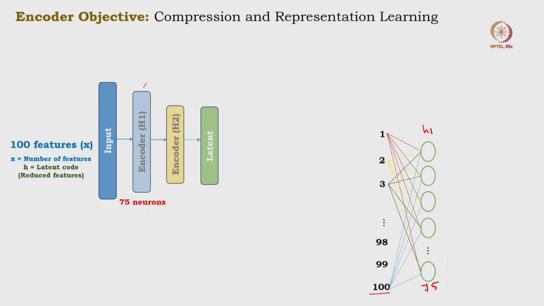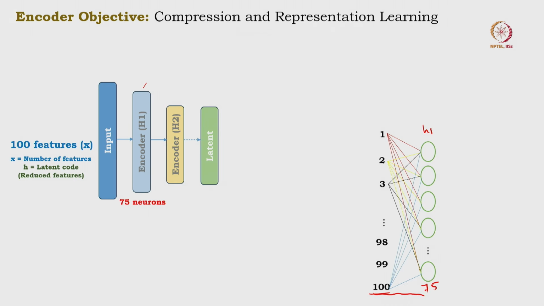First hidden layer. How many such hidden layers are there? There is one, the first hidden layer. And how many neurons? There are 75 neurons in the first hidden layer. I hope this part is clear to you. This is a simple fully connected neural network.